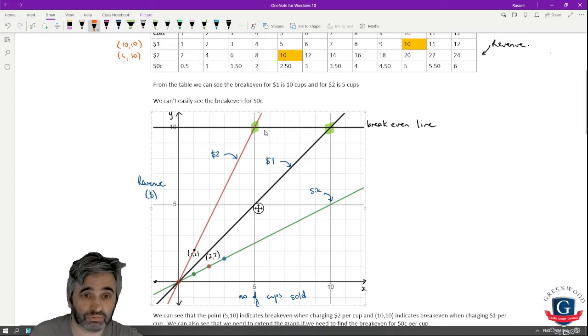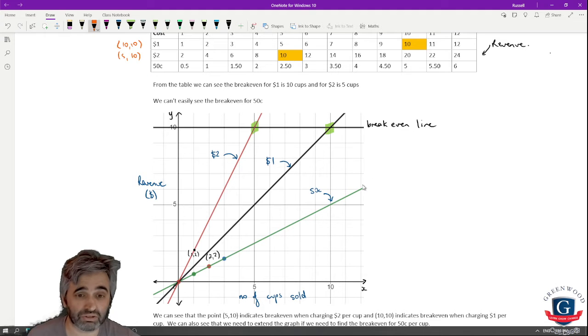Here's the break-even line. Anytime we cross this line we've made $10. So with the dollar line, that's this black line here, for 1 cup it's $1. That's what we saw there. And for 2 cups it's $2. That's what we saw there. And if we continue that, we get this line here. And we can see that when we sell 10 cups, it costs $10 as per our break-even point. For the $2 line, for 1 cup it will cost $2. For 2 cups it will cost $4. For 5 cups it will cost $10. 5 cups, $10, that's our break-even point, 5,10. But 50 cents we can't quite see yet because we haven't graphed enough.